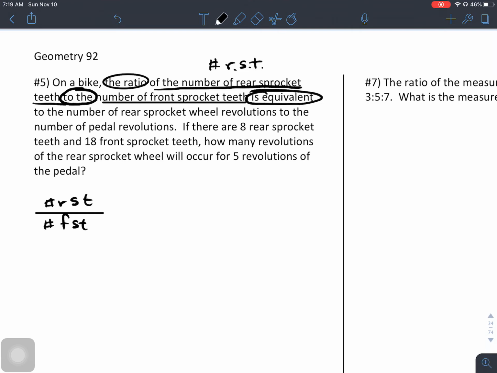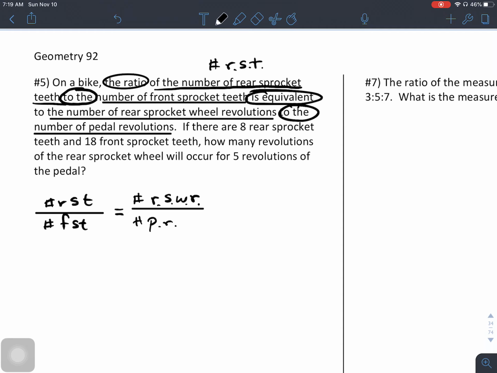So we have a ratio. It's the number of rear sprocket teeth to the fraction bar, number of front sprocket teeth, is equivalent to, well, that's a dead giveaway, equal sign. The number of rear sprocket wheel revolutions to the tells us our fraction is breaking. So we got number of rear sprocket wheel revolutions. That is a mouthful, so we're just going to use the first letter. To the fraction bar, number of pedal revolutions. Once that work is done, this is going to be easy.